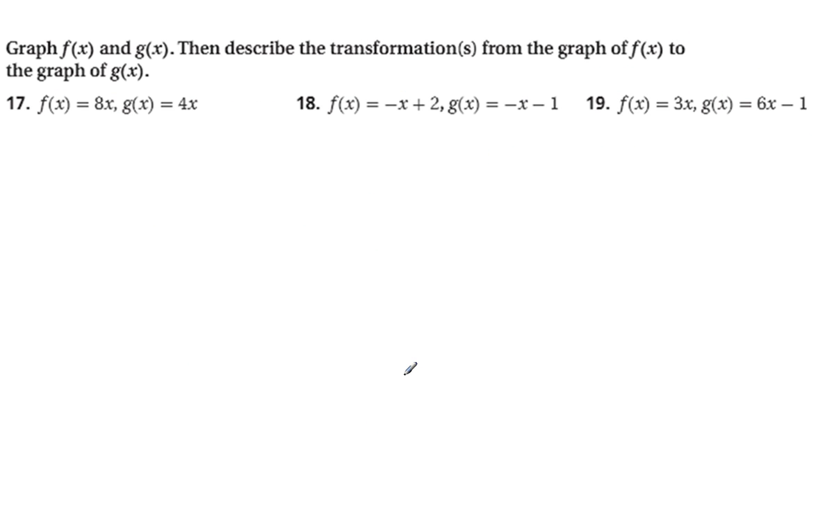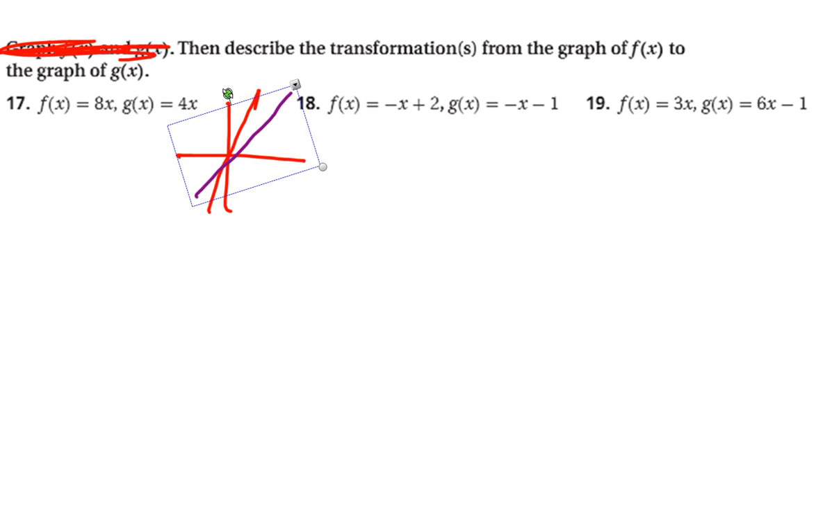Alright, 4 more. Graph f of x and g of x, then describe transformations from those two. I'm done graphing. Let's look at how these change. So 8x to 4x. I guess we can sort of lazy graph it. 8x is going to be a super steep looking graph. And since there's no plus or minus, we know that it'll go through the origin. 4x will also go through the origin, but it will not be as steep. Make this a little steeper. So here's our two graphs.